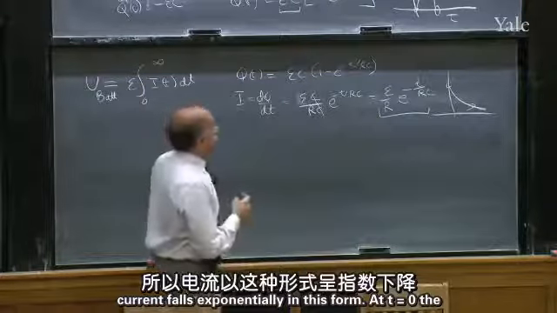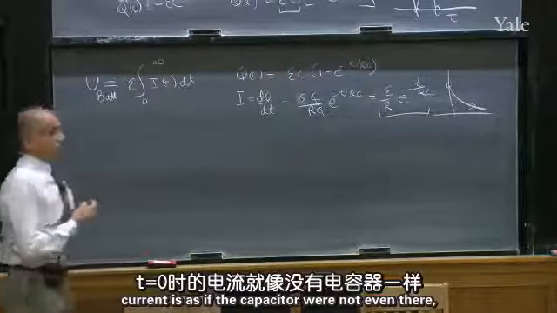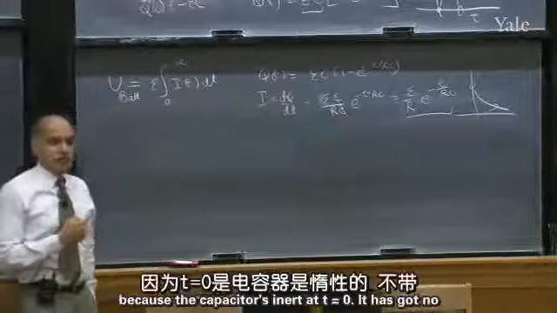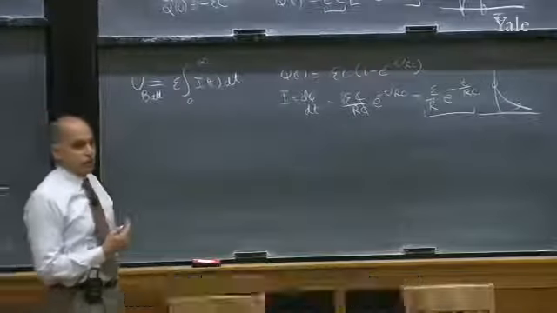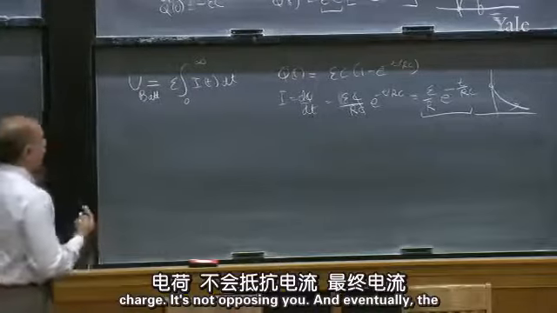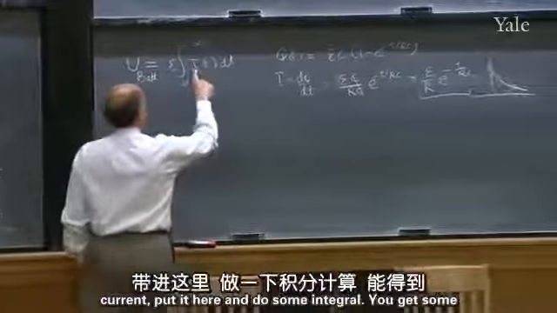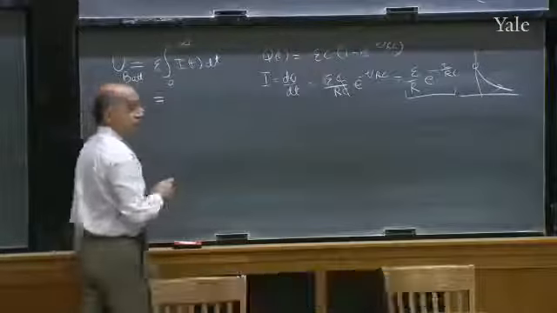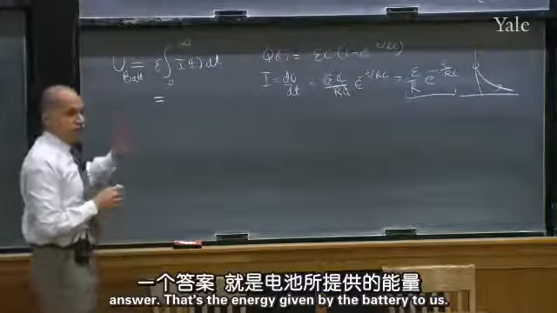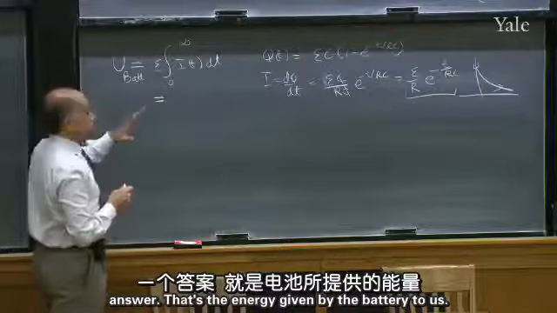At t equal to 0, the current is as if the capacitor were not even there, because the capacitor is inert at t equal to 0. It has got no charge, it's not opposing you. And eventually the current goes to 0. So take that formula for the current, put it here and do some integral. You get some answer. That's the energy given by the battery to us.